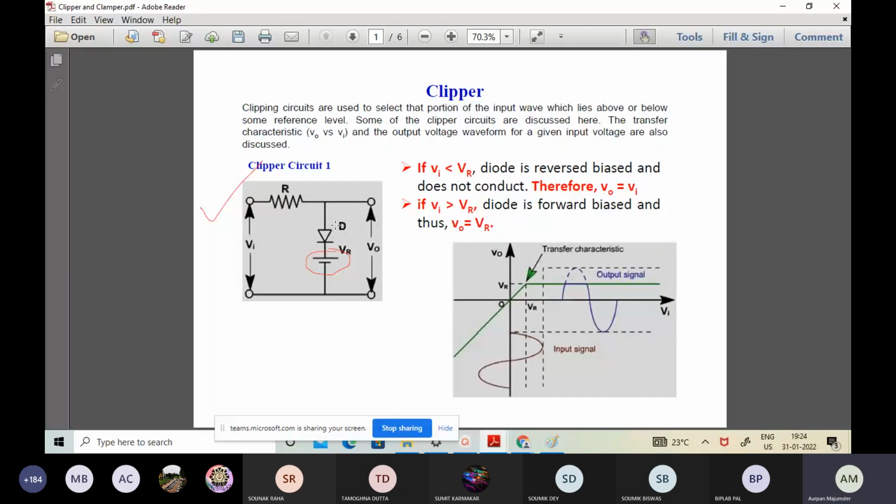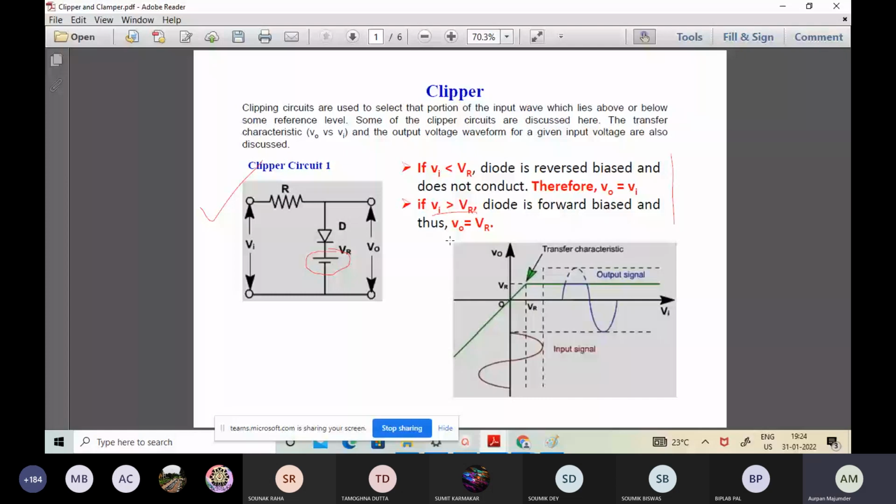If we assume so, then in that case, these statements are perfectly fine. That is, when the value of Vi exceeds VR, as being given over here, the diode becomes forward bias and the value of V0 becomes equal to VR.